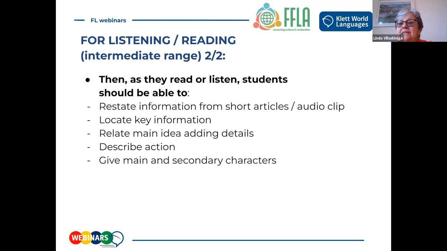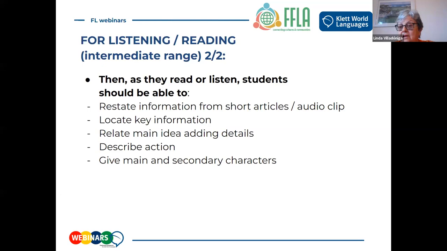Where does the main character live? Where does the plot take place? What is the setting of the article? What does it talk about? They should be able to find that in a reading, or if it's a listening clip or a video clip, then it's a little easier with video, maybe a little more difficult in listening, depending on how much practice you've given them with videos and audio clips.